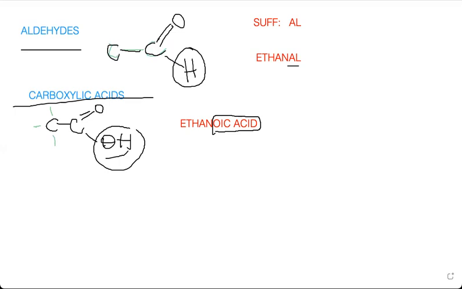Let me tell you one more thing here. We do have some complex structures. Sometimes we would be having a carbon chain in which you can see some carboxylic group, and you can see some halogen group.